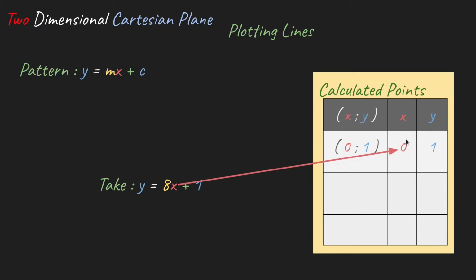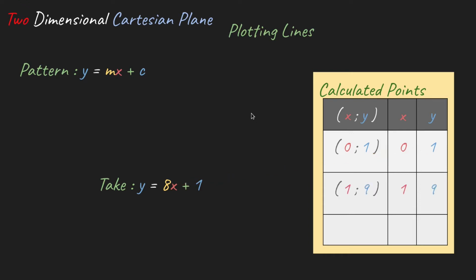Now, it's always a good idea to start off with x is equal to 0 because it gives you a good reference point. I normally then go x minus 1 and x plus 1. Let's have a look at how that works. Let's plug in 0 into x. So if x becomes 0, then y is equal to 8 times 0, which is 0, plus 1. So y will be equal to 1. We've got our first point that we can plot.